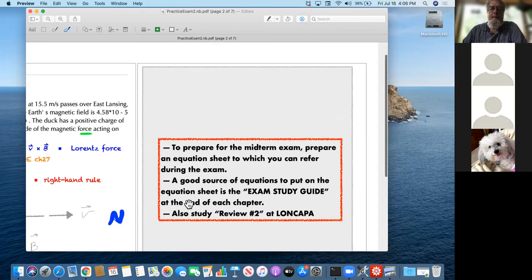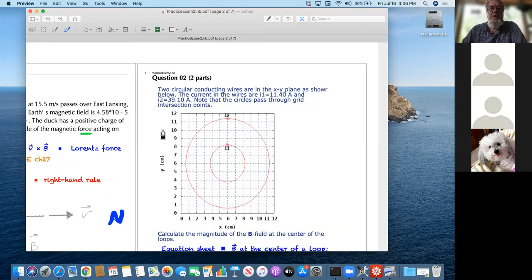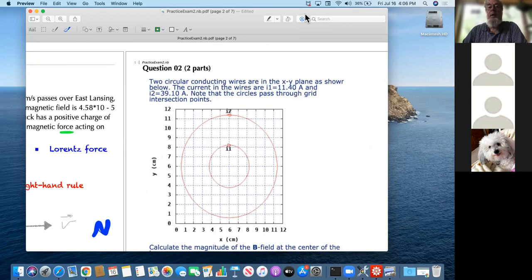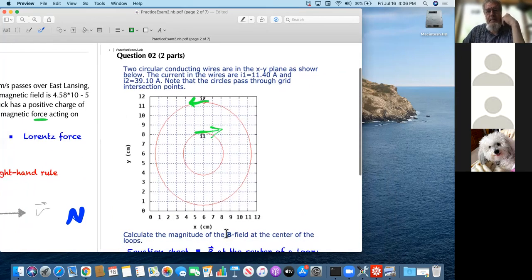Now, here's question number 2. Two circular conducting wires are in the XY plane. They're carrying currents. So this has a current going this way, I1. This has a current going this way, I2. Calculate the magnetic field at the center of the two loops at this point.